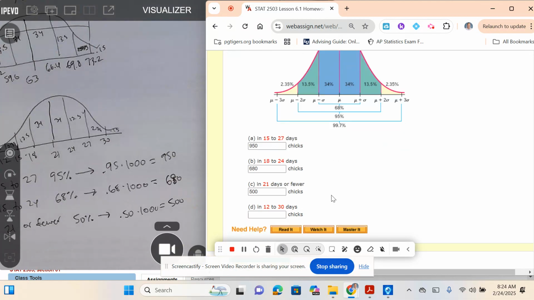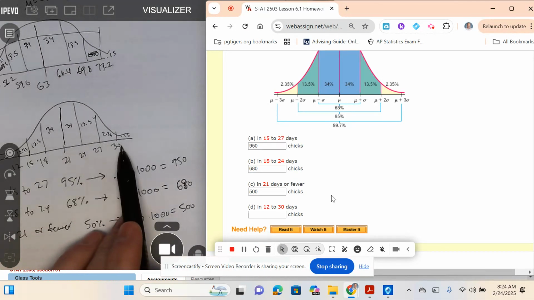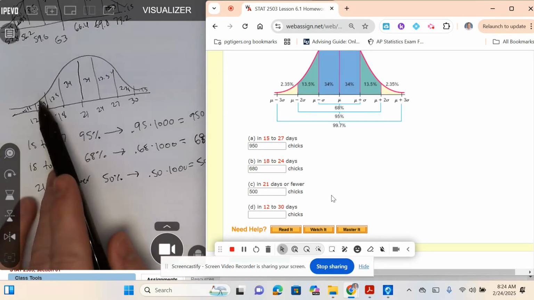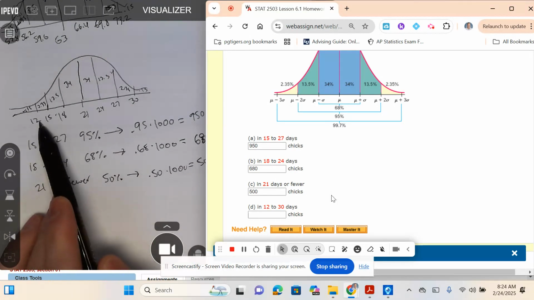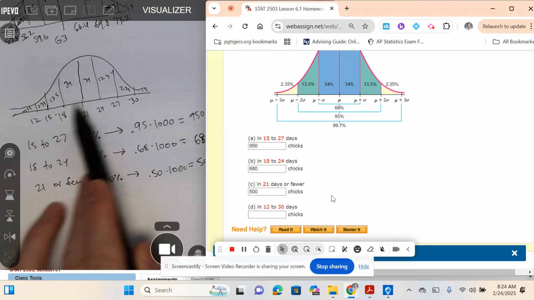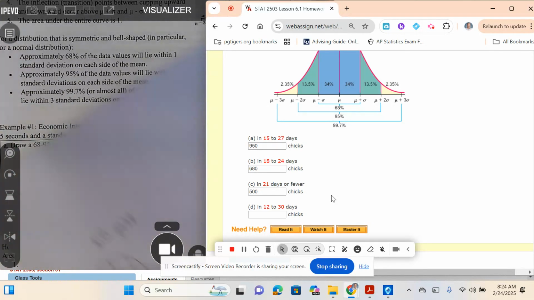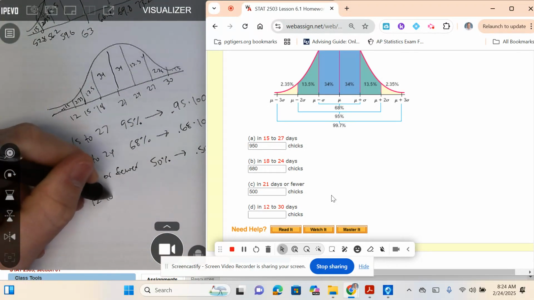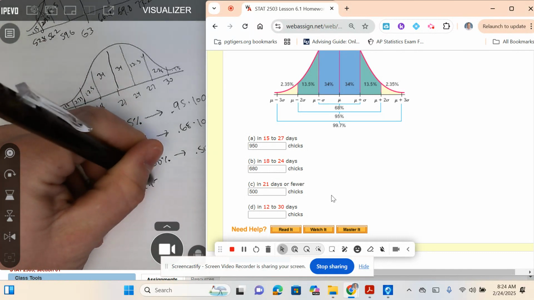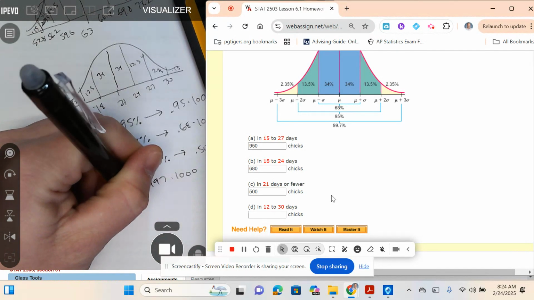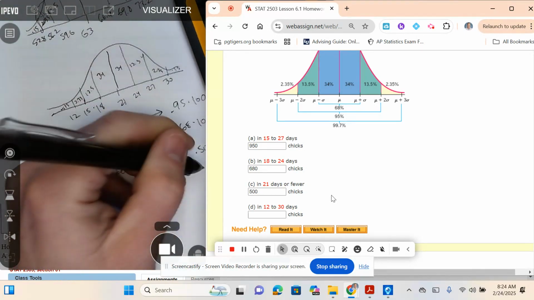12 to 30 days. So 12 to 30, that's 3 standard deviations. 12 is 3 below, 30 is 3 above. So you could add all those up. It's going to be 99.7. 3 standard deviations is 99.7. So 12 to 30 would be 0.997 times 1,000. So it's 99.7%, but 0.997. So it'd be 997.